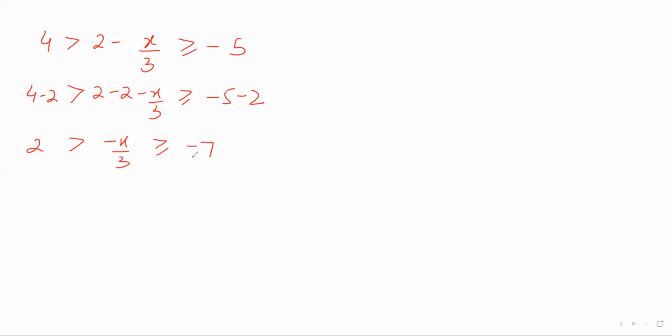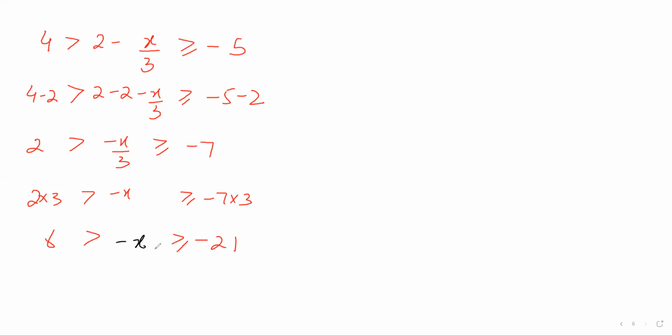Now we need to multiply 3 with all the equations. The last step would be... this x will not remain, because x over 3 into 3 becomes x. It would be x, or negative x. Teacher, negative x. Negative x. There would be negative x.